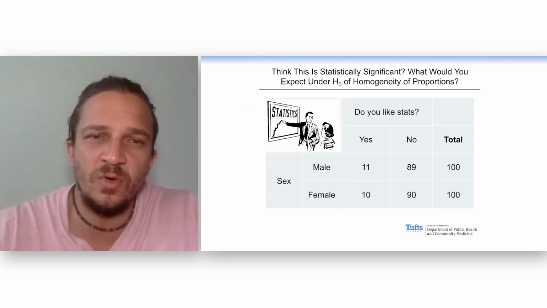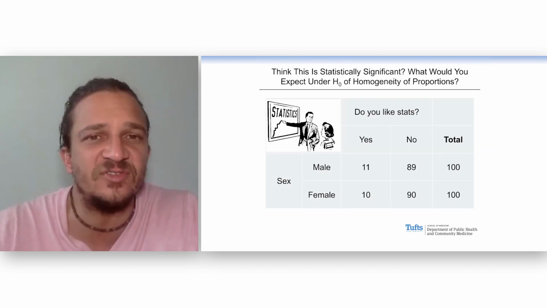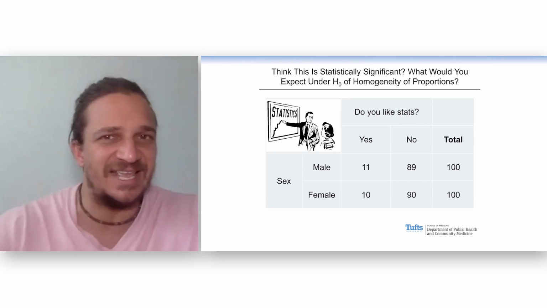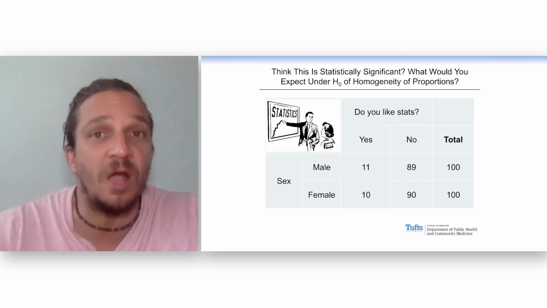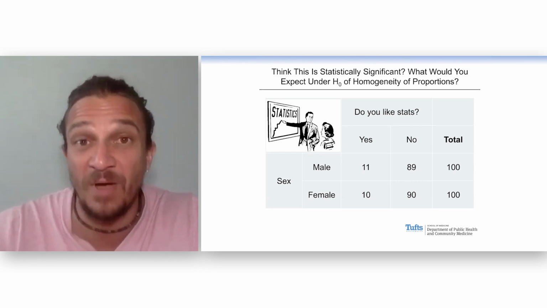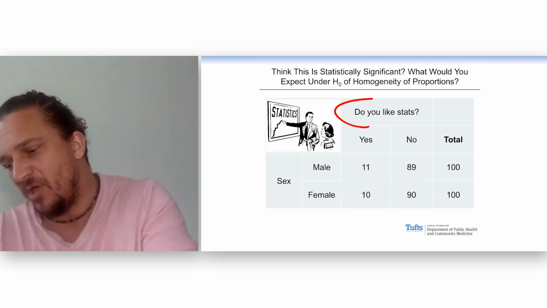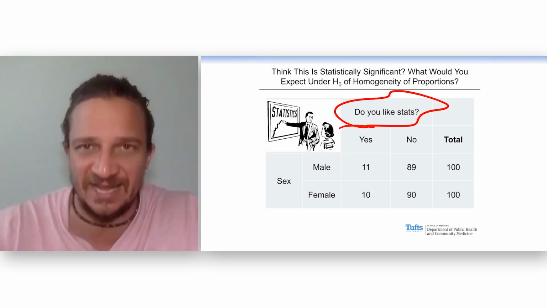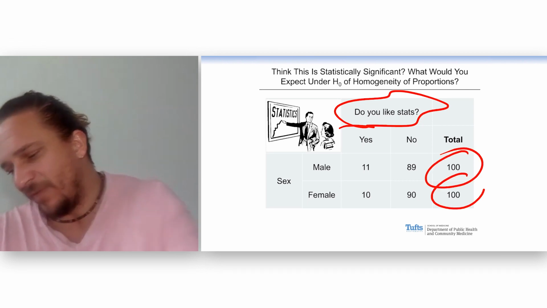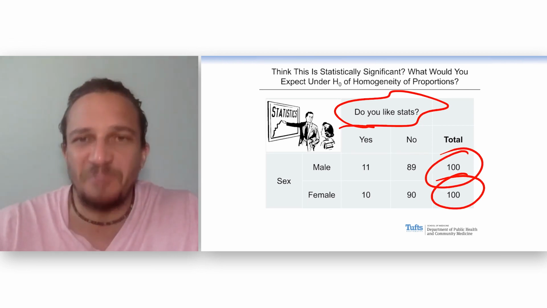And what we're going to do, like we've done with all statistical tests, is think about what would I expect to see if there was nothing going on? If men and women were actually the same in the population when it came to stats likingness, and I had 100 men and 100 women, what would I expect to see?